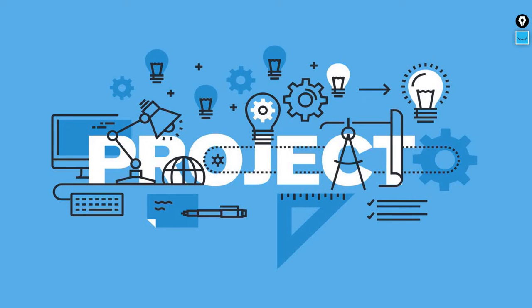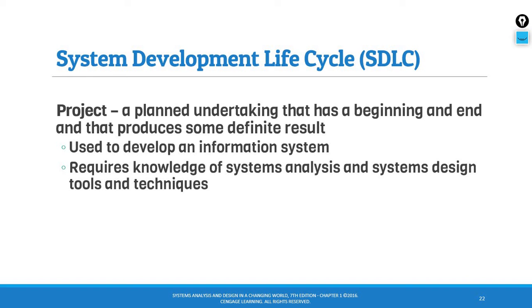Initial development of a new information system is usually done as a project. A project is a planned undertaking that has a beginning and an end, and that produces some end result. So this means that the activities required to develop a new information system are identified, planned, organized, and monitored. Some projects are very formal, some are informal, usually depending on the project size.